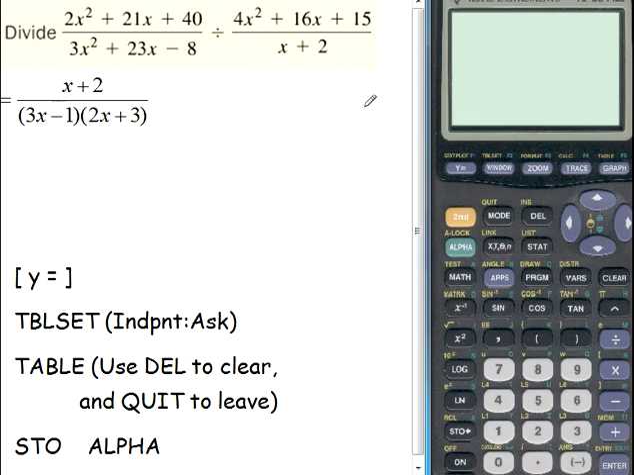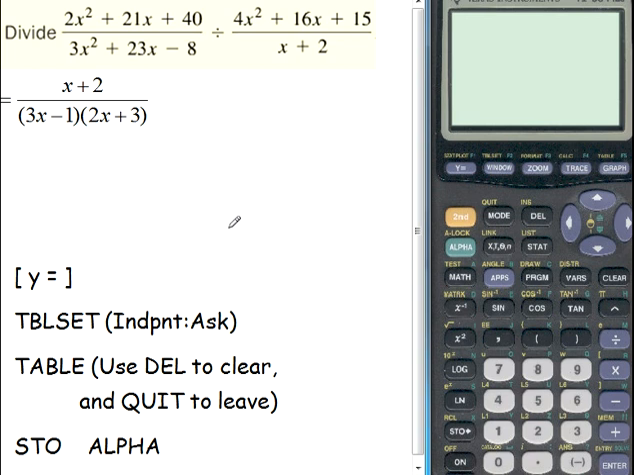In this video, I'm going to demonstrate how to check rational expressions that have been simplified using the calculator. And I'm going to show two very similar methods. The first problem I picked intentionally involving division so that I could show you how to enter fractions.